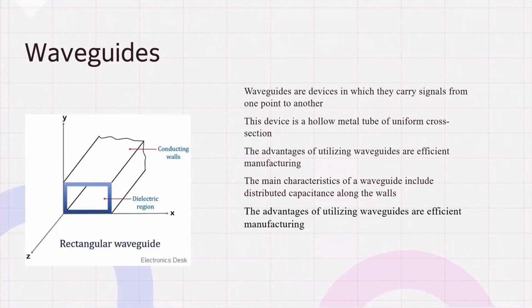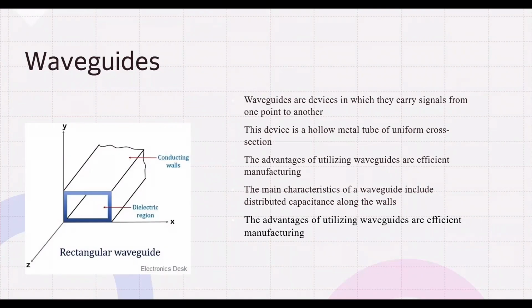So, waveguides. Waveguides are devices which carry signals from one point to another. Microwaves propagate signals through this type of device. This device is a hollow metal tube of a uniform cross-section, wherein the waves travel through the center by consecutive reflections inside the tube. A waveguide is similar to a transmission line, but the difference is that a waveguide lacks a conductor in the middle.